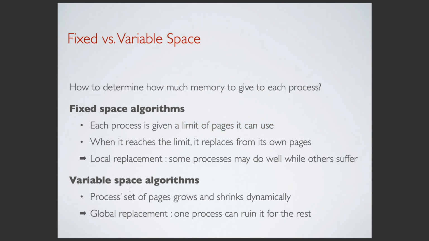Or it's variable, and you're going to change that. The process grows and shrinks dynamically. So here you're going to allocate pages. But if you do that, one process can ruin it for the rest. If one process keeps growing and growing and needs more pages, and the system allocates more pages, it means the others will have less, and we need to do swapping a lot. Which one is better? Well, it's hard to tell. And actually Linux and Windows have chosen different options.